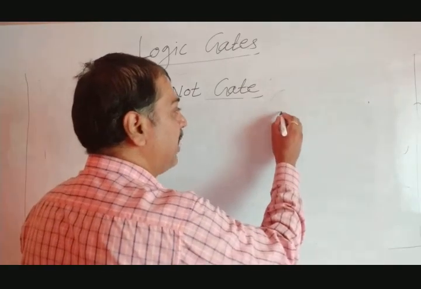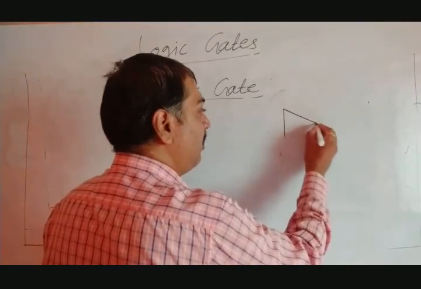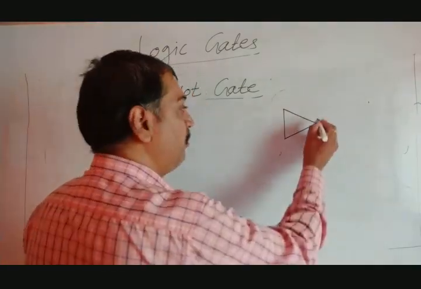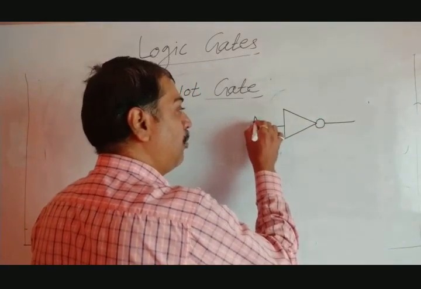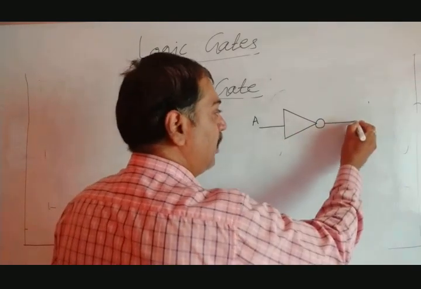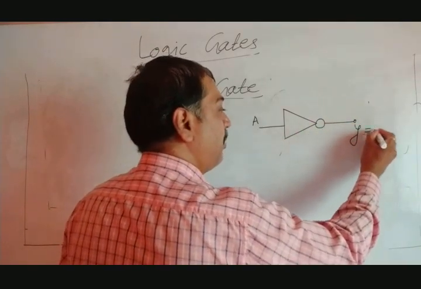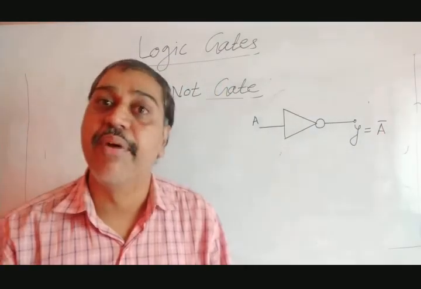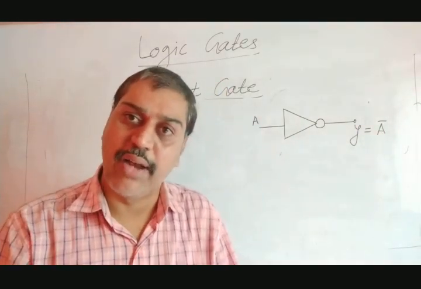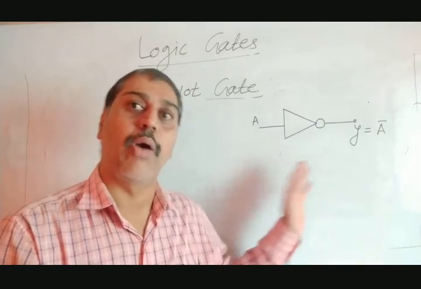Symbolically, it will be represented by this triangle with one bubble at the output, because it will give the negation. So this is the input A and the output Y, represented by A's complement. A's complement or inversion we can say. Whatever be the value of A, exactly the opposite output would be there.